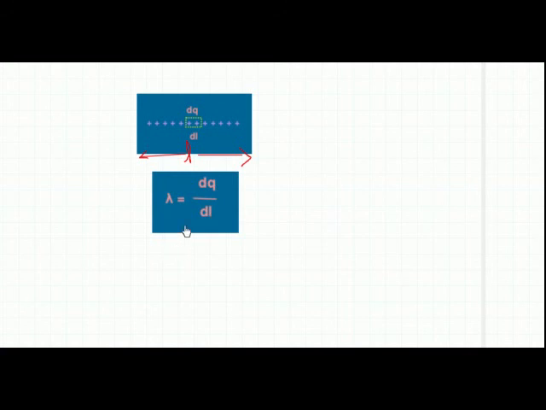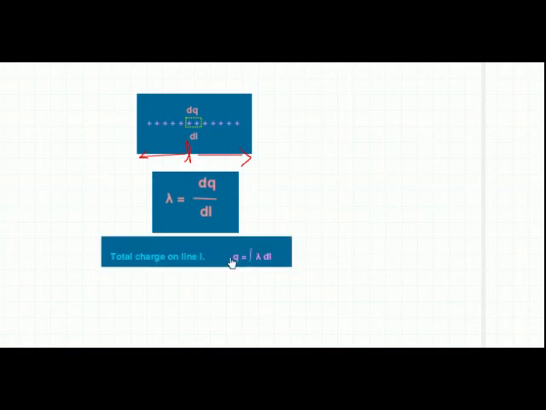Therefore the total charge can be found by taking the integration. First we cross multiply, that means dq is equal to lambda into dl. Therefore q will be the integral of lambda dl, that is, q is equal to integral lambda dl. So here the charges were distributed over a length of wire, which means the charge distribution was in one dimension.